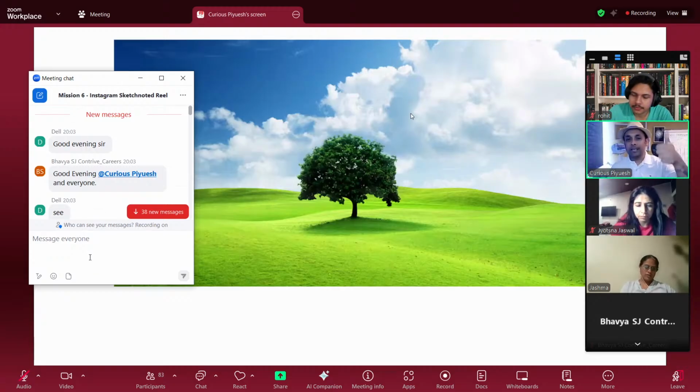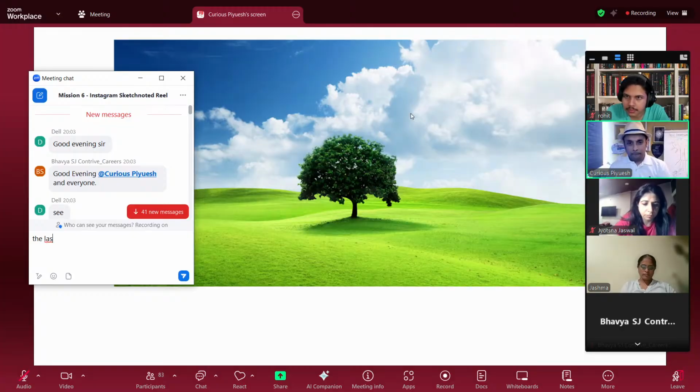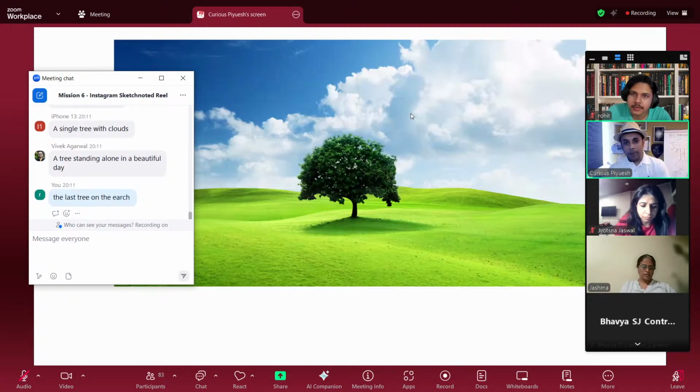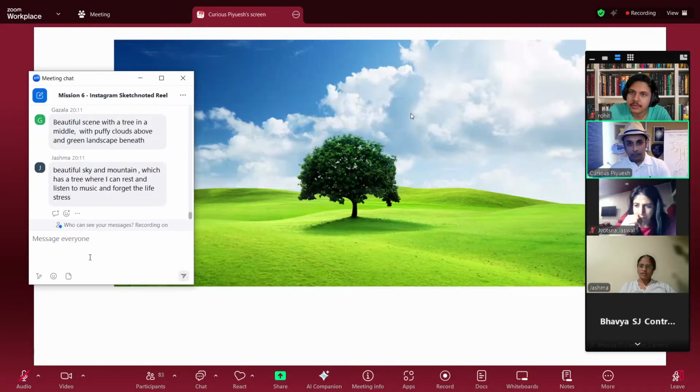So people are seeing a tree. Some people are seeing clouds. Sakshi is saying there is a solitary tree. Yes, a single tree in a large open field giving shade. That's what we are seeing here, right? A tree standing alone on a beautiful day. The last tree, beautiful sky and a mountain which has a tree.